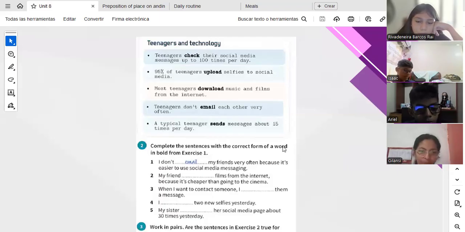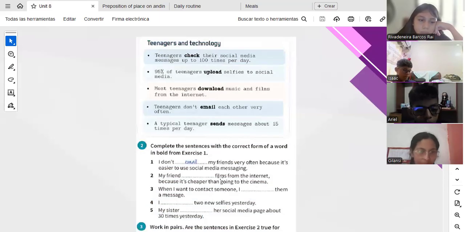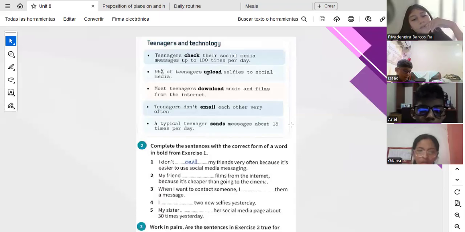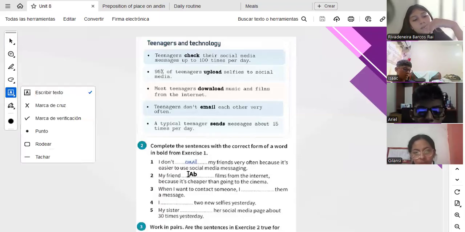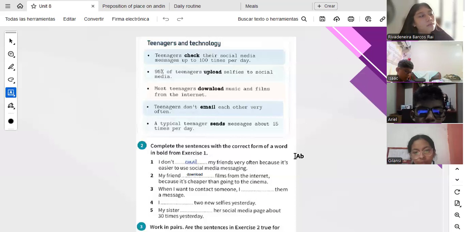Okay, awesome. Notice that this is a comparative. They're comparing downloading films with going to the cinema, right? It's cheaper. Okay, good job, Jilansi. Thank you so much. Let me write down here. So it's download. Okay, next one, Isaac. Number 3, please.